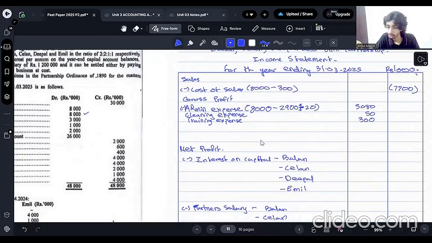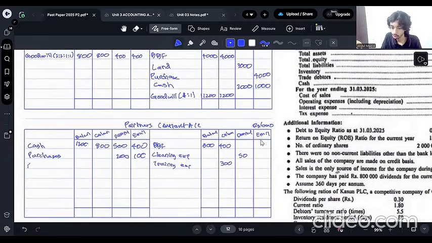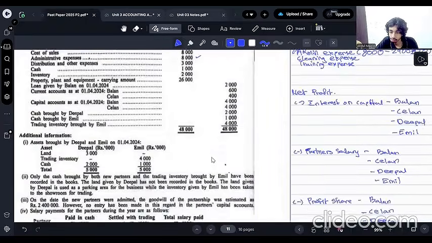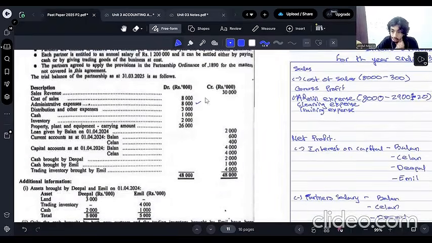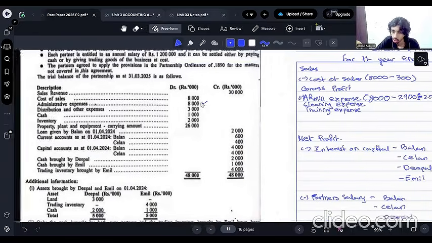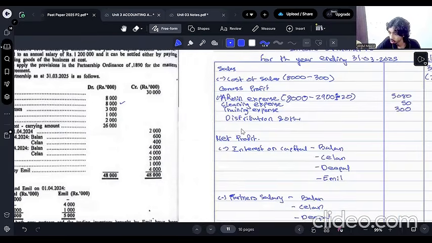Okay, that is done. Then you have to record it here. Fire insurance, Emil 20. Then we'll record all other things. Sales revenue 30,000. Cost of sale done. Admin expense done. Distribution and other expense, that is 3,000.